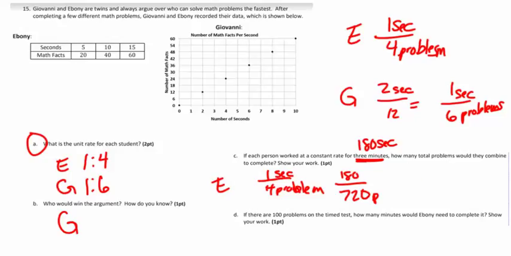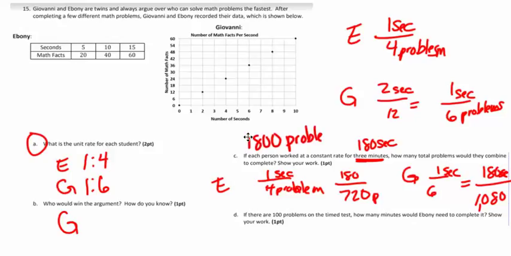And then let's go to Giovanni. Right now, in 1 second, he solves 6 problems. But I want 180 seconds. So multiply by 180. So 6 times 180 gives me 1,080 problems he solves. Holy moly. So they want to know how many total problems they solve. Well, together, 1,080 plus 720 gives me a total of 1,800 problems.